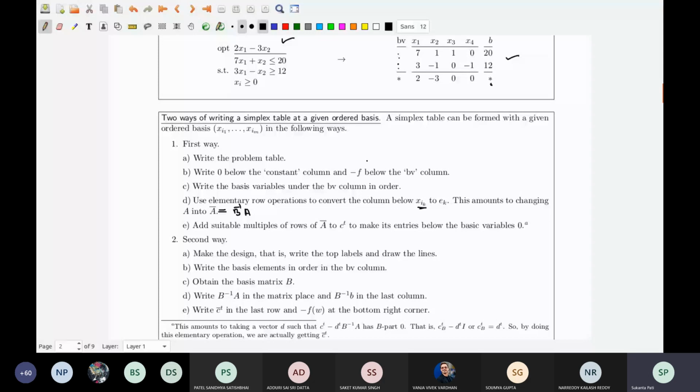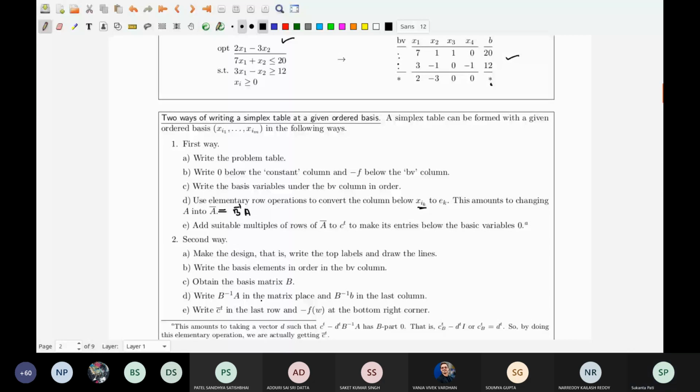Or there is another way, the way I said just before. You just make the design, write the top labels, draw the lines, write the basic elements in order in the BV column, obtain the basis matrix, write B inverse A in that place, B inverse B in the last column, and write C bar transpose. C bar transpose formula you already know, C transpose minus CB B inverse A, and write minus F at the bottom right corner. They both are the same.